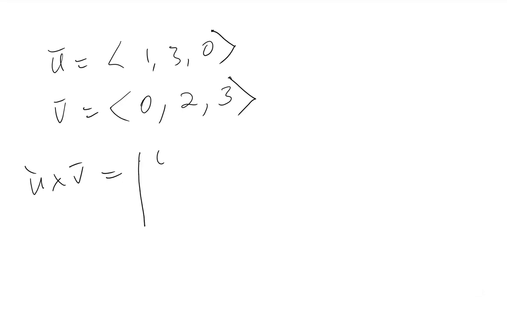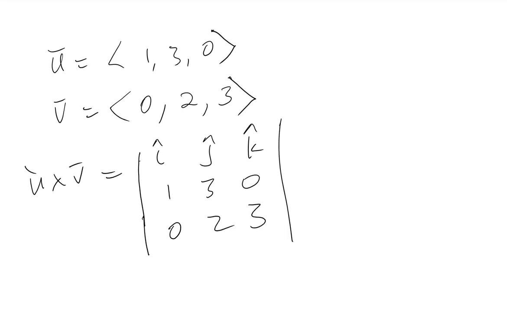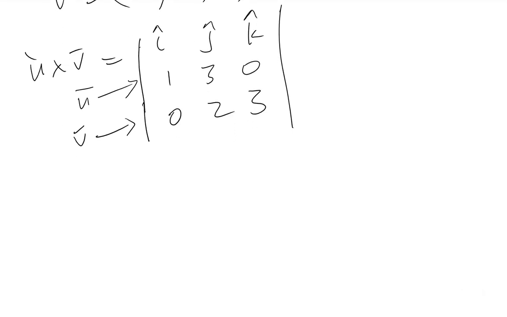So U cross V will be I, J, K, and then 1, 3, 0, 0, 2, 3. So these are the components of U, and then the third row is the components of V. And so what we get here is we're going to cross out the I, so it's going to be 9 minus 0 times I.